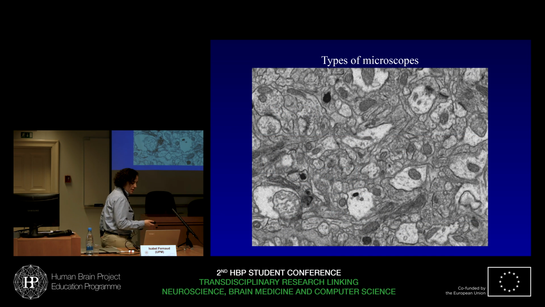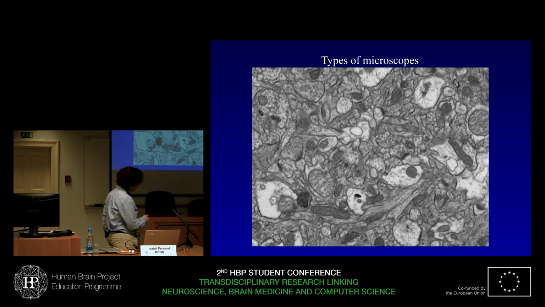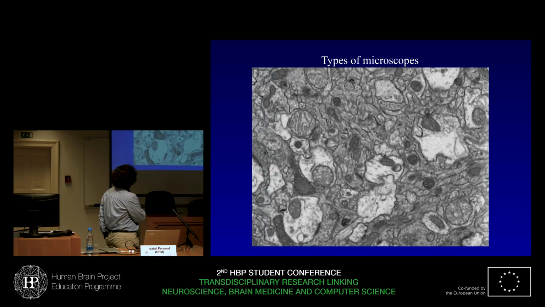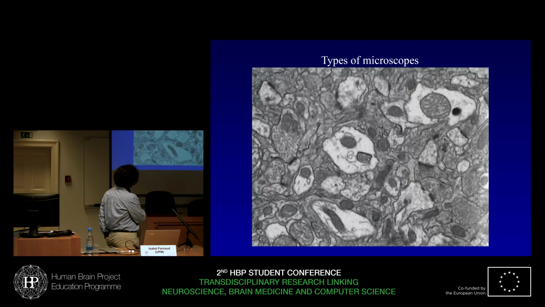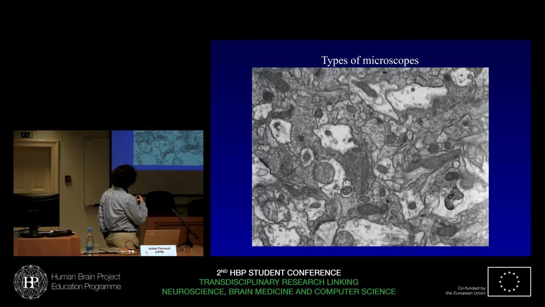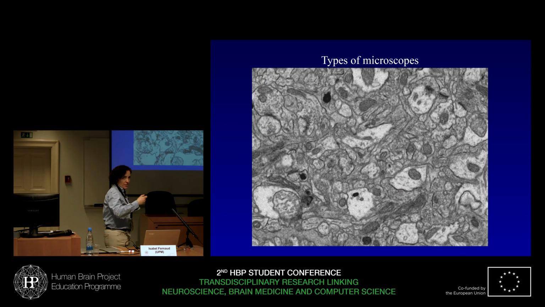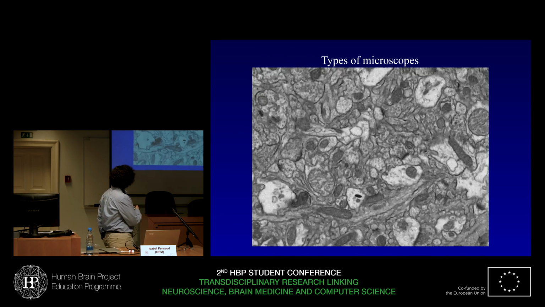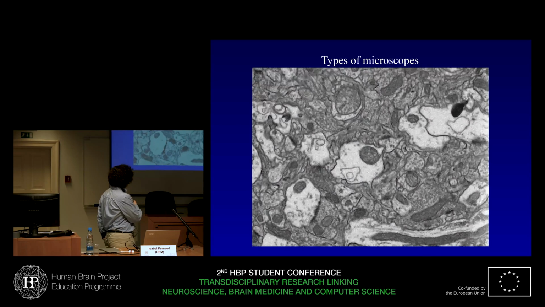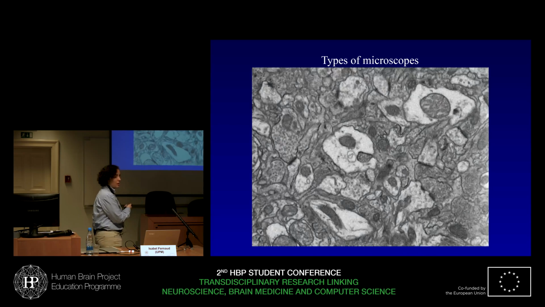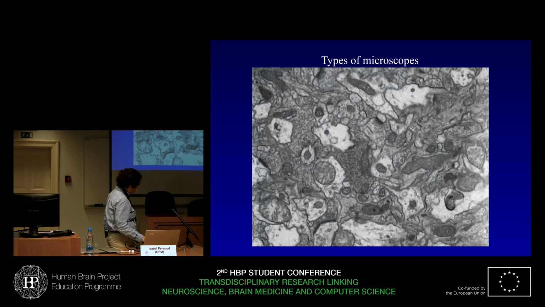For example, this is the kind of stack of images we've obtained with the FIB-SEM. It seems like it's moving, but it's not moving. You have this structure here, and you can follow it through the stack of images one after the other, recognizing the structures with the same quality as transmission electron microscopy.